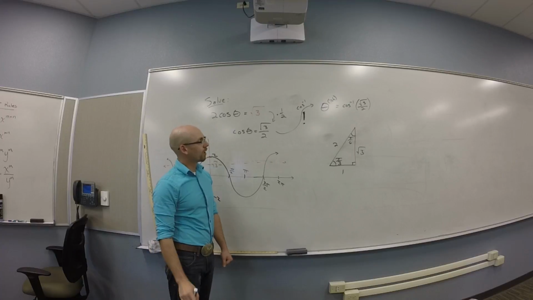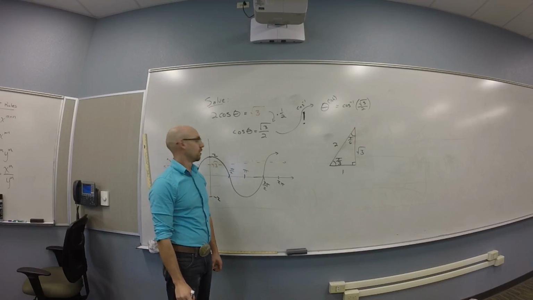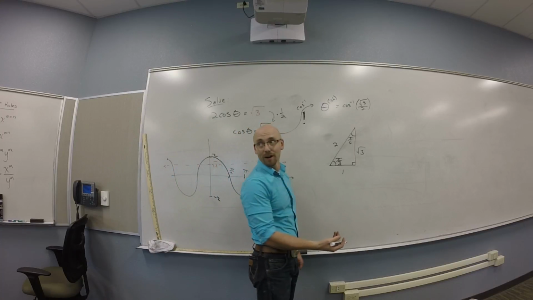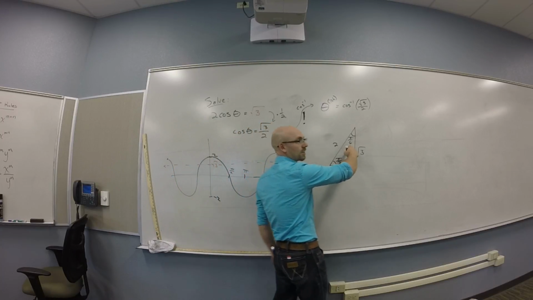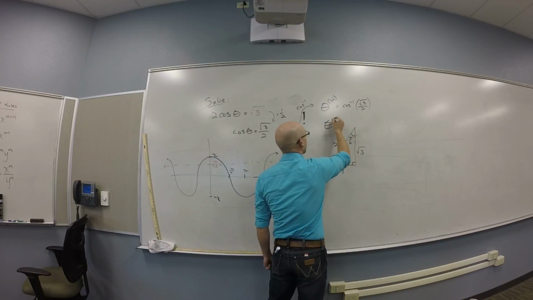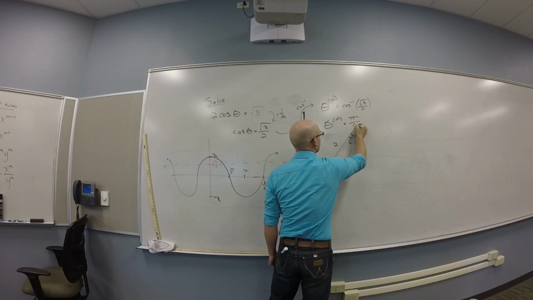Cool. Okay, so where's the cosine root 3 over 2? That would be pi over 6, right? Because cosine's the adjacent side. So I'm thinking, okay, theta-ish is pi over 6.